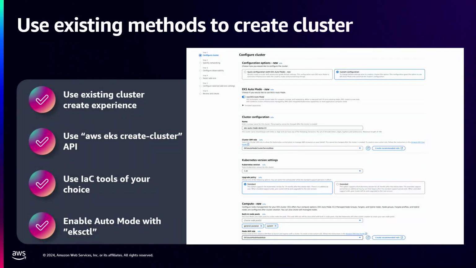So what do we really mean by built-in best practices? When you create a cluster with Auto Mode enabled, by default, we deploy two built-in node pools called general purpose and system. It's again the Karpenter APIs. It supports all of the constructs that Raj talked about as well. And if you're using the existing cluster create, whether it's an API or a console, you will be able to do that with Auto Mode as well.